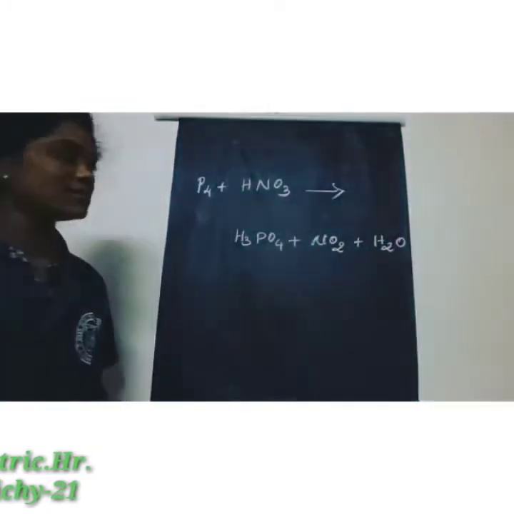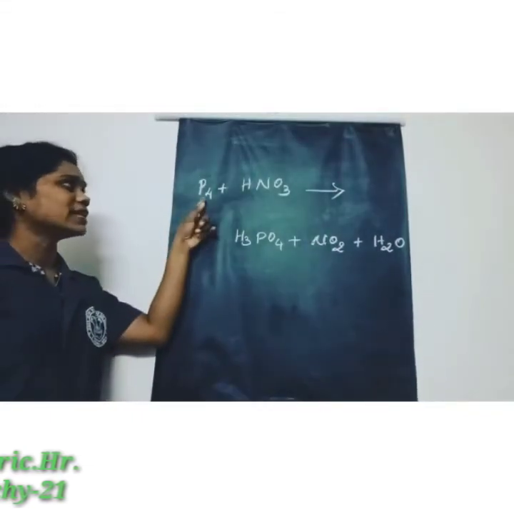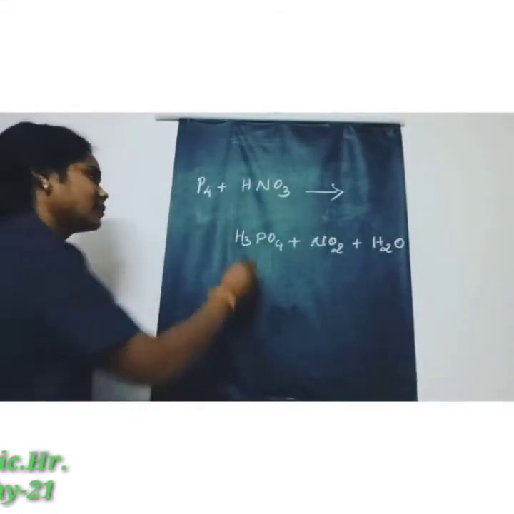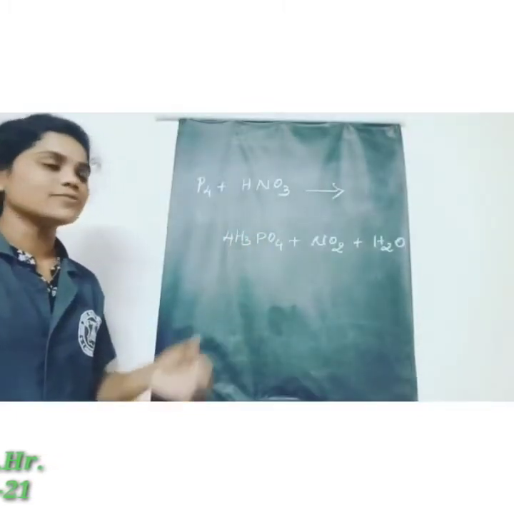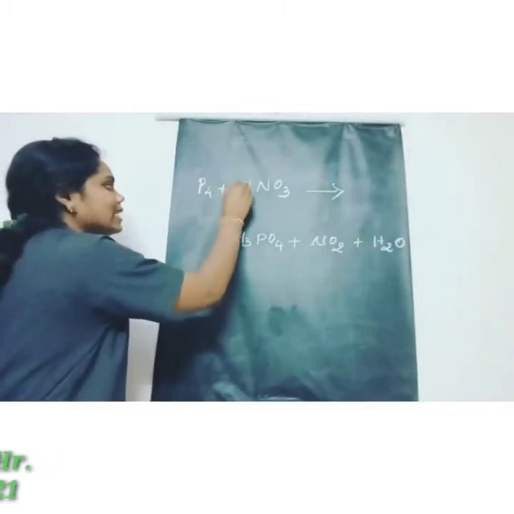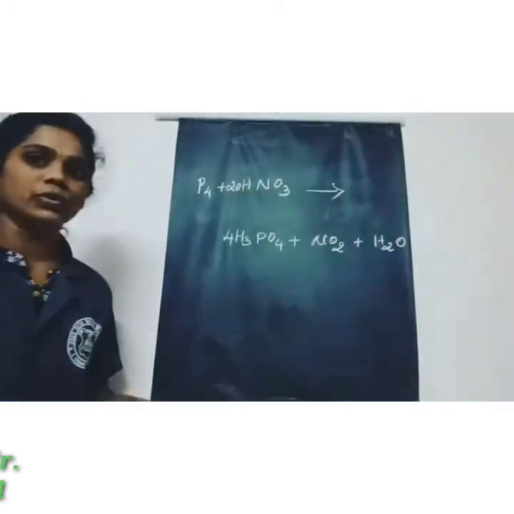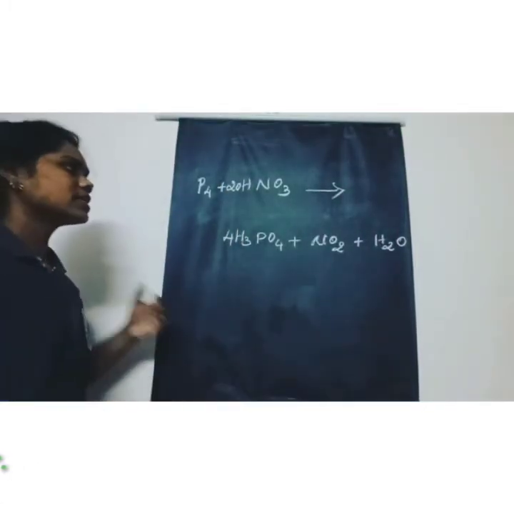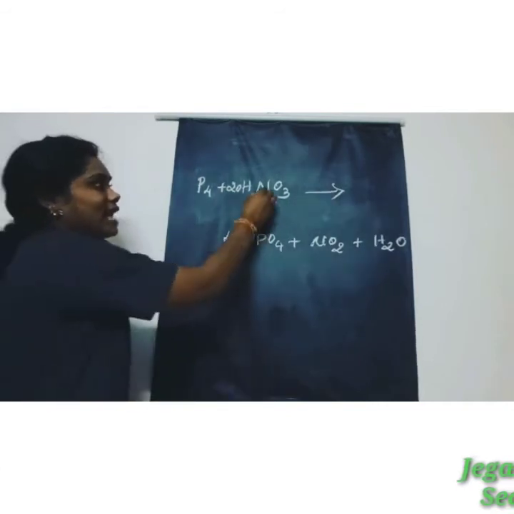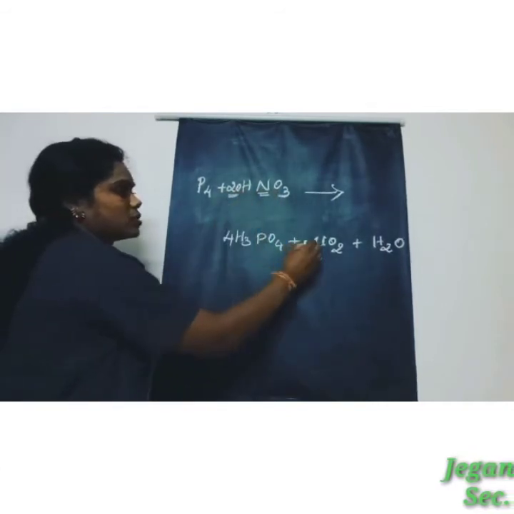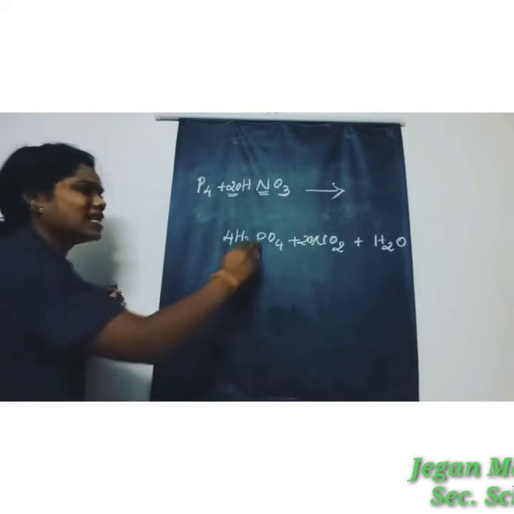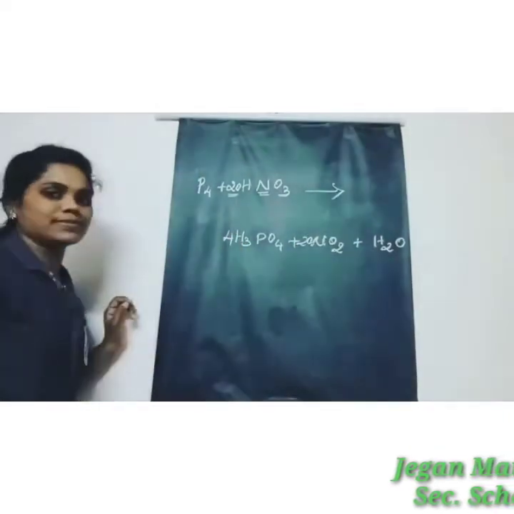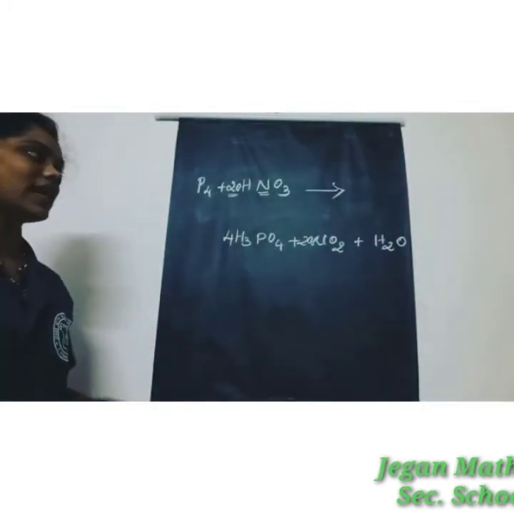Now balance this equation. So here phosphorus 4 times, so I also take 4 times. Here more times is taken, so I take 20 times of HNO3. Okay. So now balance this equation. Nitrogen 20 times, so 20 times of nitrogen here. Then phosphorus 4 times, so here also phosphorus 4 times. Then oxygen we calculate now.